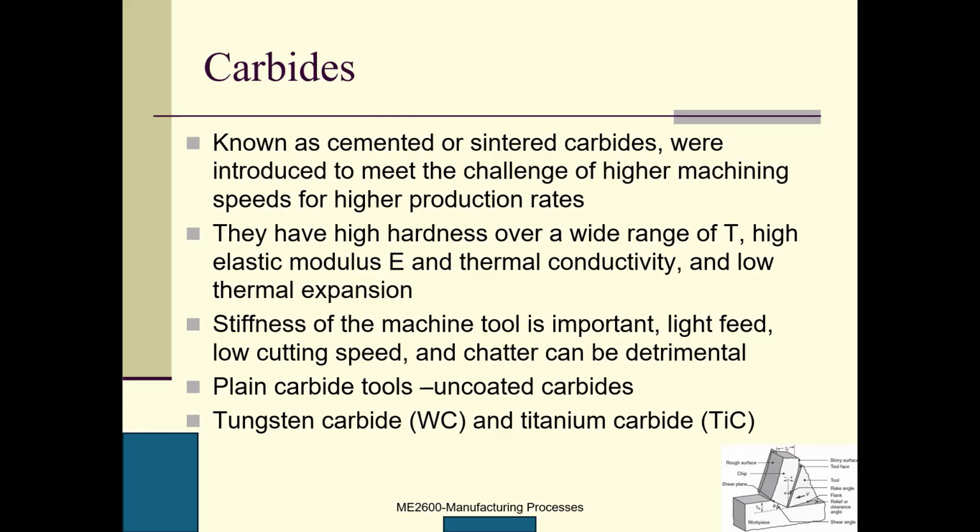We just saw the diagram. They also have high elastic modulus E, high thermal conductivity, and low thermal expansion. Also, the stiffness of the machine tool is important for carbide. Light feed and low cutting speed, along with chatter, can be detrimental if you use a carbide tool. There is the plain, uncoated carbide tool, and then you have tungsten carbide or titanium carbide tools.